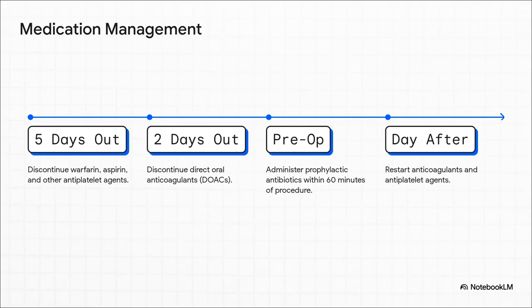This medication timeline is absolutely critical. We're talking blood thinners, like warfarin and clopidogrel. Those have to be stopped 5 days out. The newer ones, the DOACs, need to be stopped 2 days before. And then right before the procedure, we give prophylactic antibiotics like ceftriaxone to head off any infection. It's just as important to have a solid plan for when to restart all these meds afterwards, too.